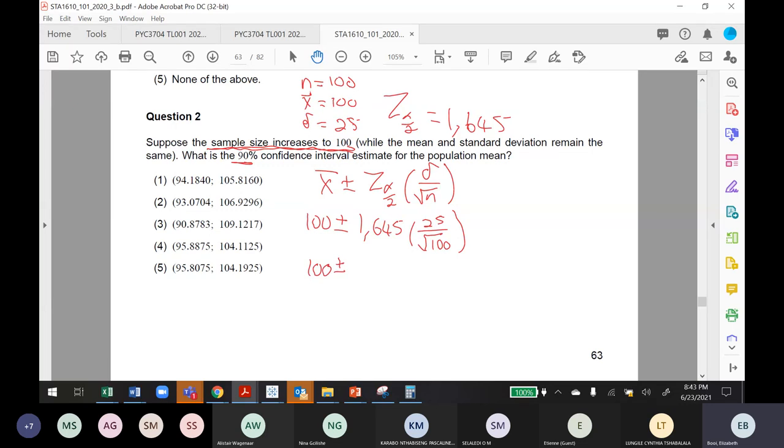What is the answer? 25 divided by the square root of 100 times 1.645 is 4.1125. Let's expand. 100 minus 4.1125. Then 100 plus 4.1125.